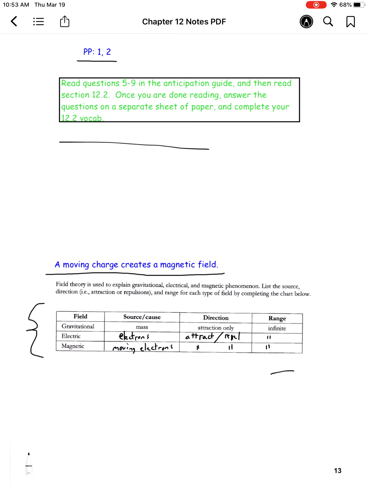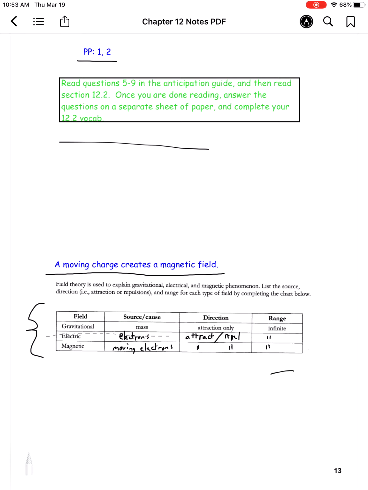Field theory is basically how we summarize the three fields we've learned about: gravitational, electric, and magnetic. The source of gravitational is mass. It's an attraction only, and its range is infinite. The source of the electric is electrons or protons, really just charge in general. It can attract or repel.